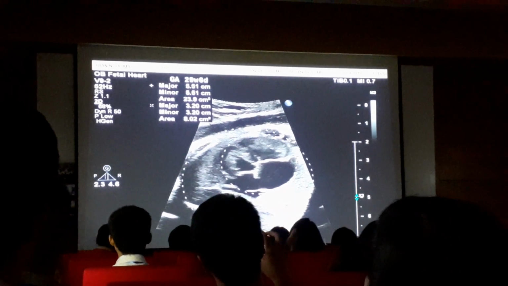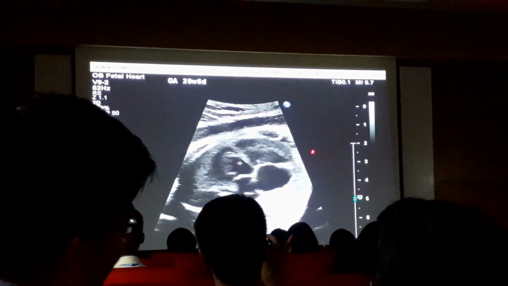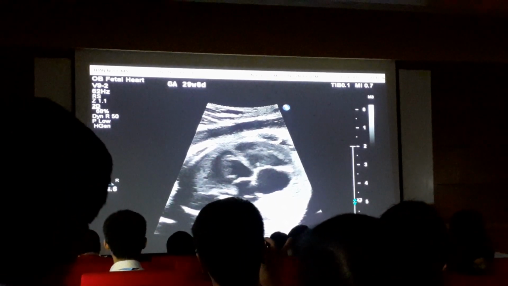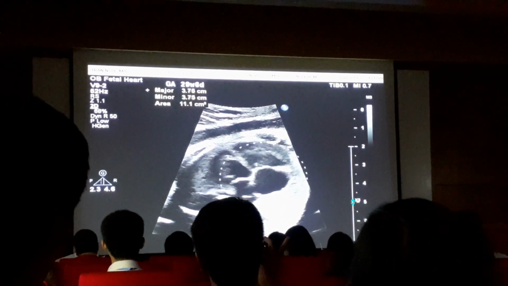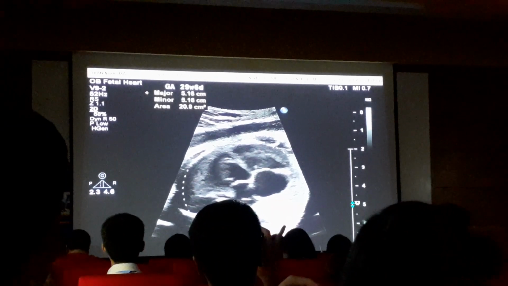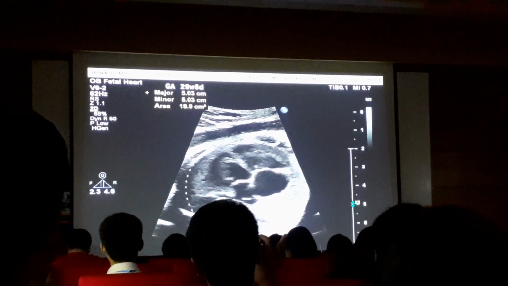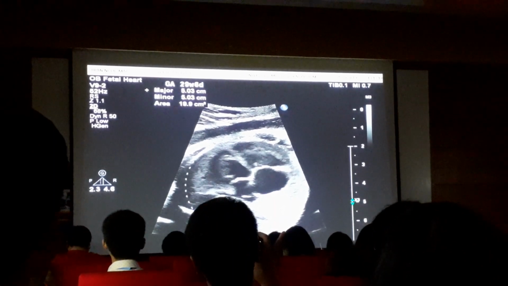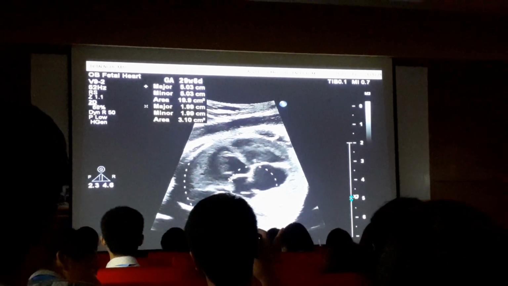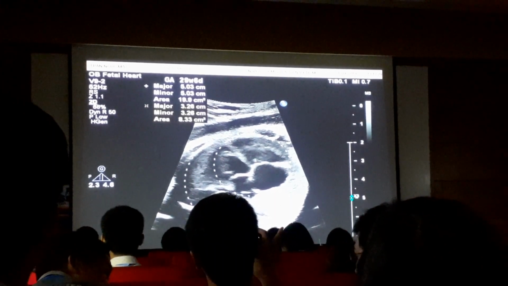I want to redo it. We have to be inside the thorax. Like so, inside the ribs. Outside the heart.